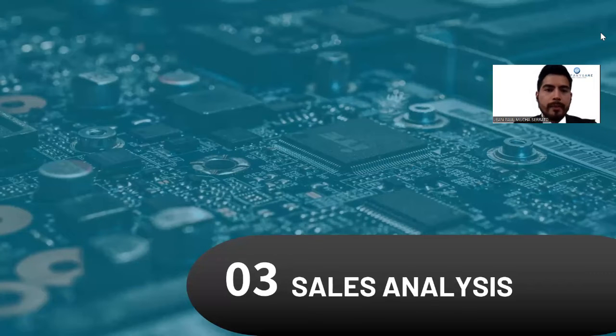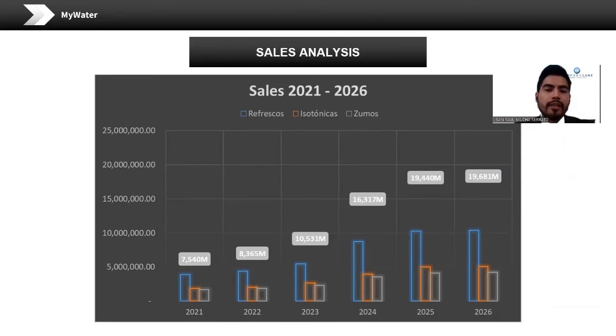Sales analysis. In this bar chart, we can see the evolution of sales from 2021 to 2026, following an upward trend year after year, with a large increase between 2023 and 2024, and closing the year 2026 with 19,681,154 in sales. Soft drinks are the product that gave more income in the company My Water.